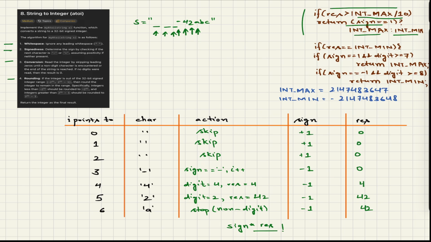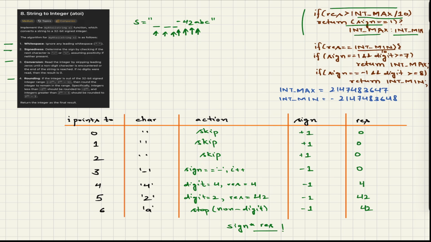Now there is another edge case. What happens if my result is equal to INT_MIN divided by 10? I forgot to write divided by 10 over here. Let me just write it. This divided by 10. So let me take an example.